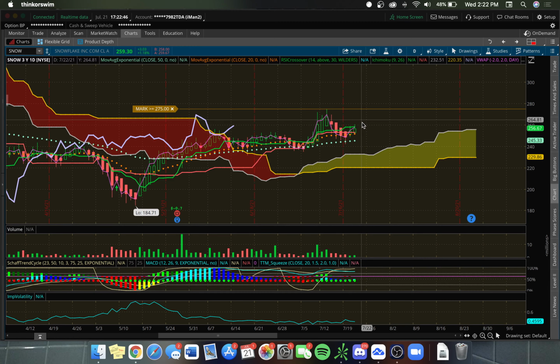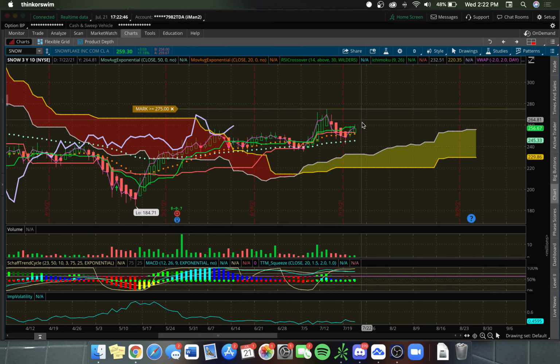And we could see it make a move up here towards 300. And even this one right here at 289. I think we go 289 to 300 range next on Snow. And if we get above the 300, 320 is next at play.